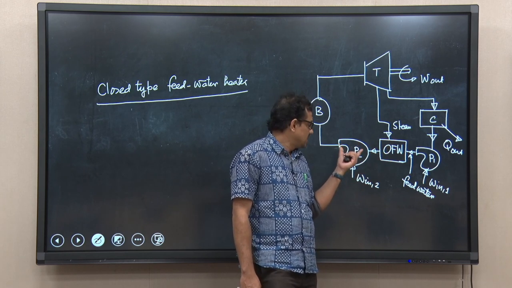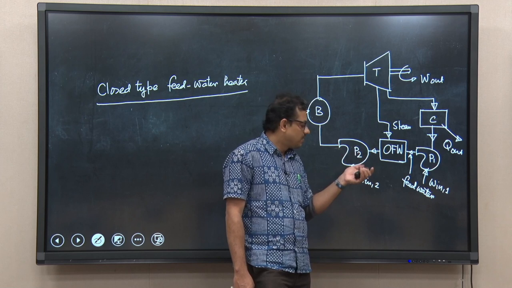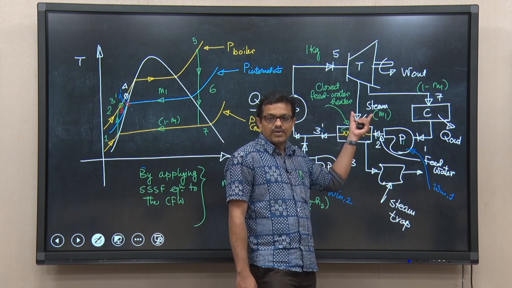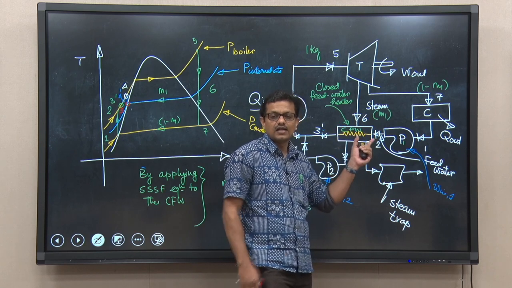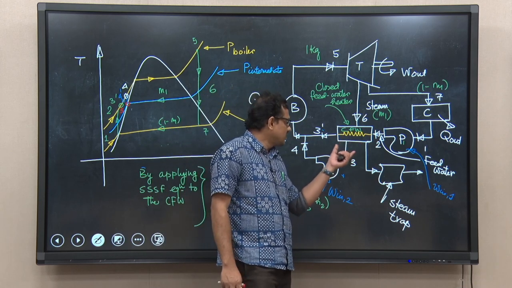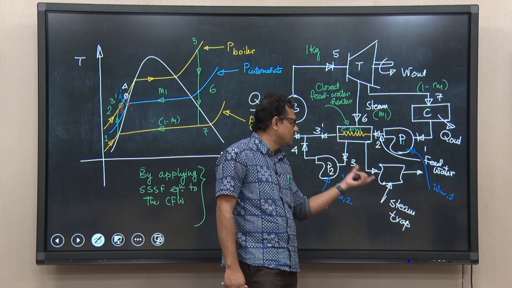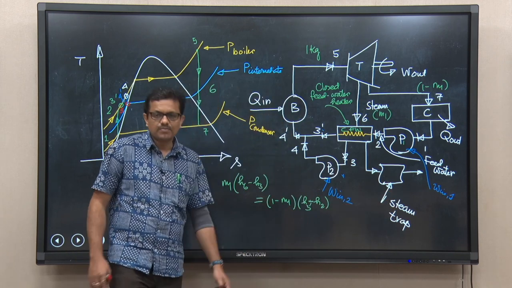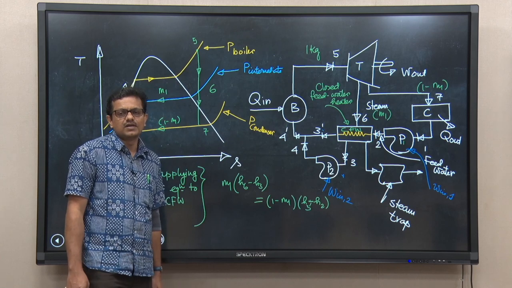The only problem is that in this circuit, the requirement of pump 2 is a must. But if we go to the closed type feed water circuit, it is complex, and the maintenance as well as the initial cost is relatively high, rather higher than the open type feed water circuit. But in this circuit, we can remove this particular pump. This pump is not essential, instead we need to use a steam trap. So, these are the basic comparisons between the open type and closed type feed water circuits in the context of the regenerative steam power cycle.